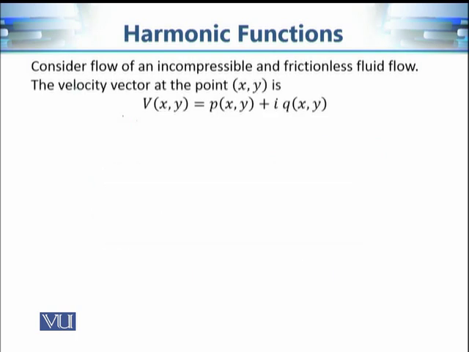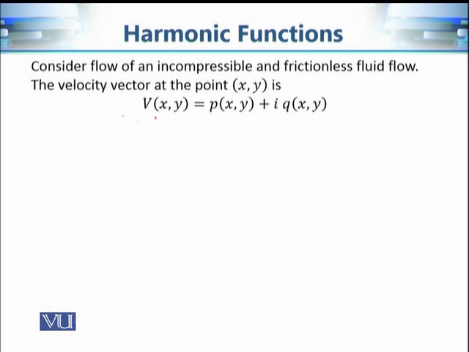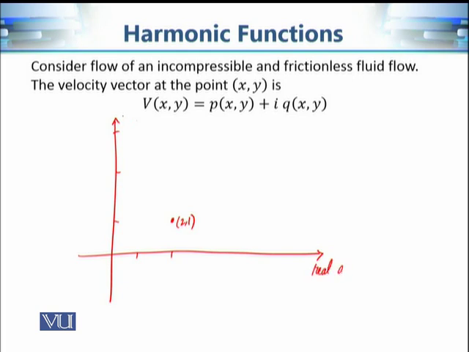Now we want to discuss the velocity vector. So what is the velocity vector at a point x, y? It is given as p of x, y plus iota q of x, y. Now what does this represent physically and geometrically? Let's say we are in the complex plane and we are given this V of x, y. If we choose a point, let's say this very particular point with this scale, let's say this is 2, 1. So this point 2, 1 in the complex plane. This is the real axis, and this is the imaginary axis.